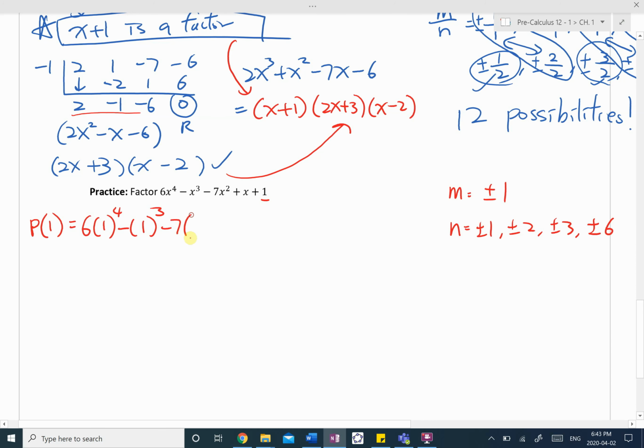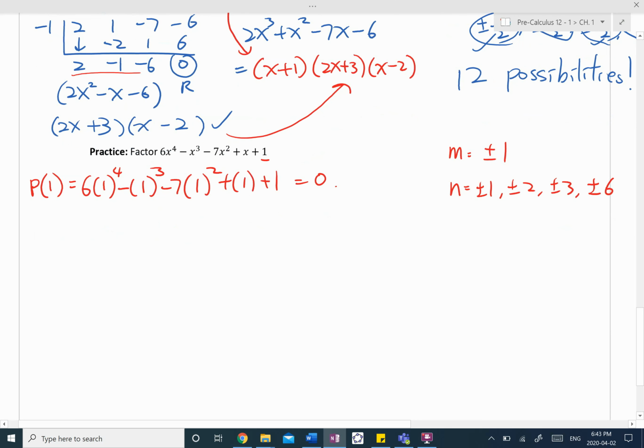Okay, so I'll do it quickly here. Plugging in 1, I believe this gives you 0. I'm not going to expand this. I know it's going to be a 0. I mean, I made the question, so I know what the factors are. So P of 1 is 0. Once we know that, that tells us that x minus 1 is a factor, which then means I can do synthetic division.